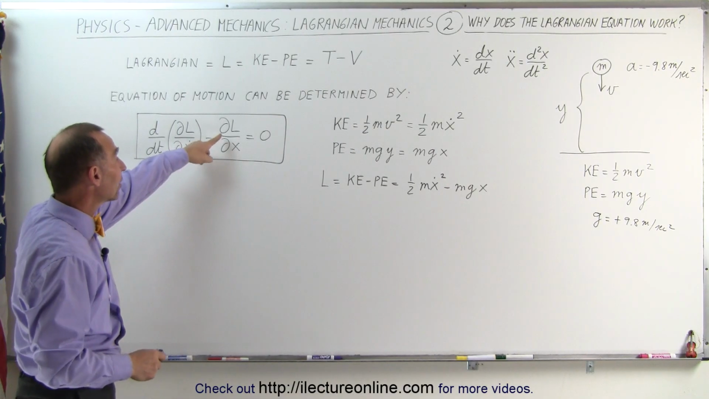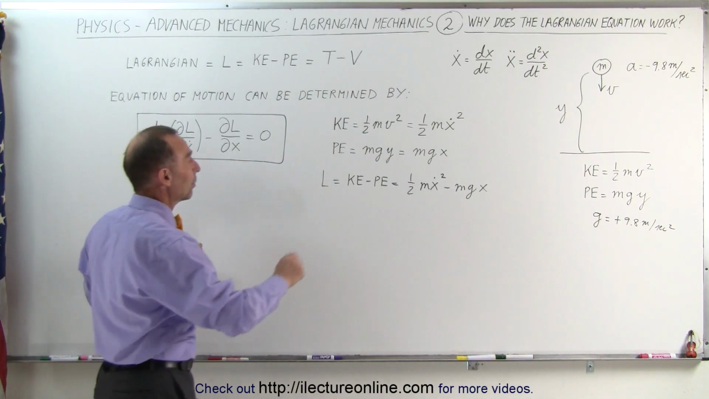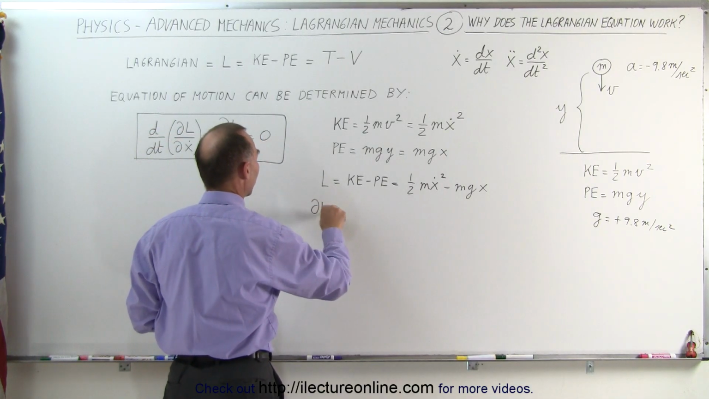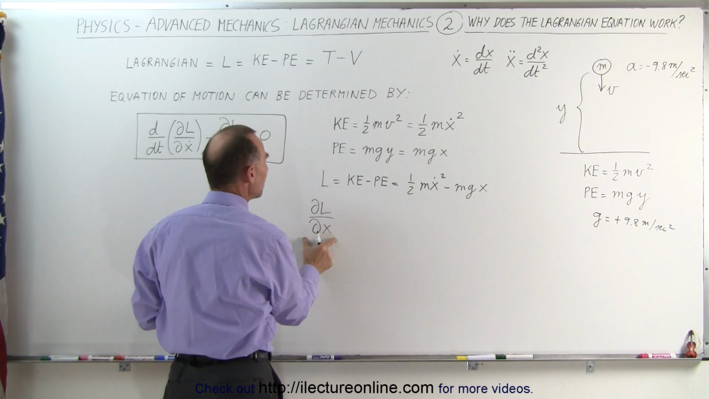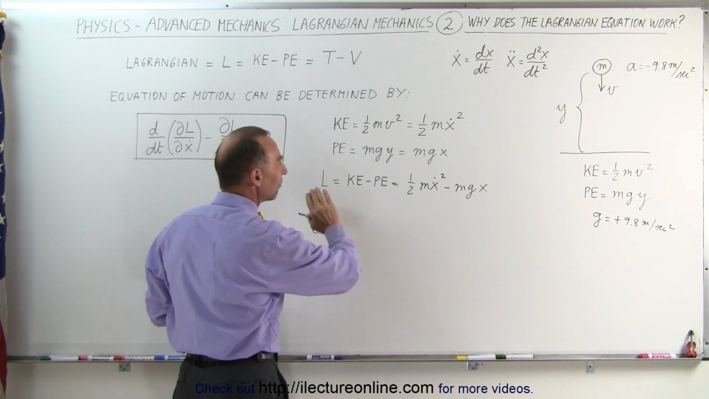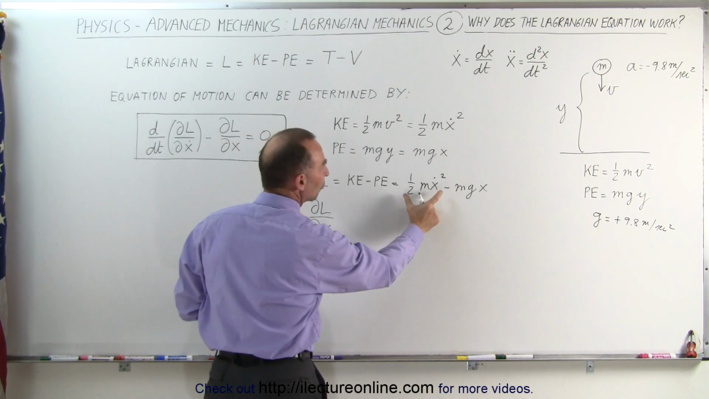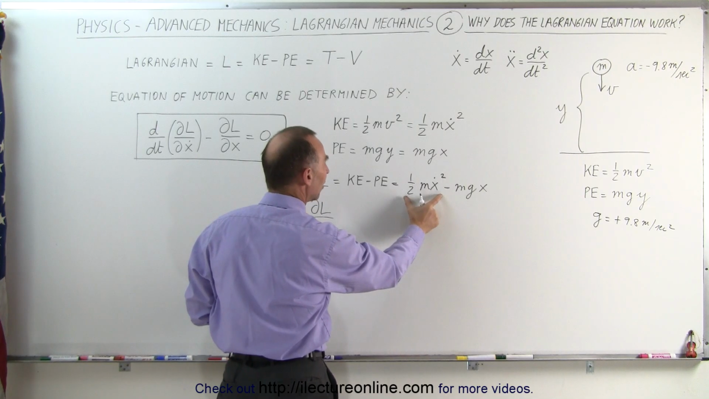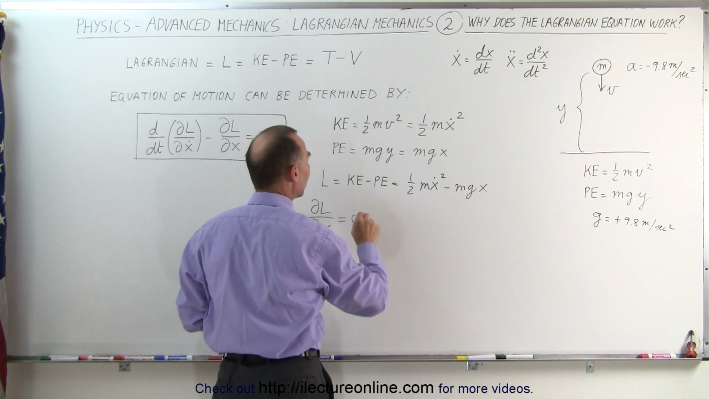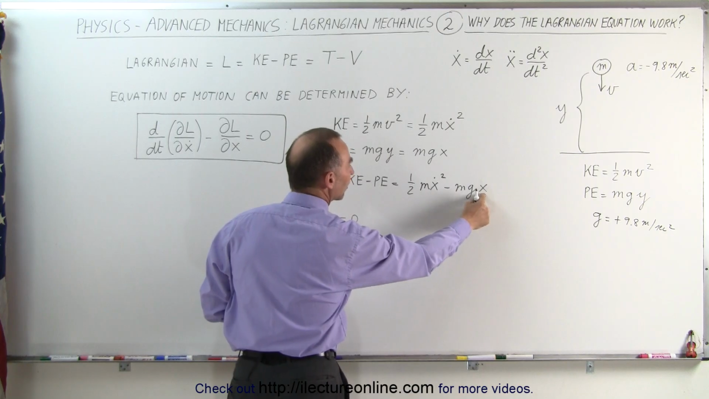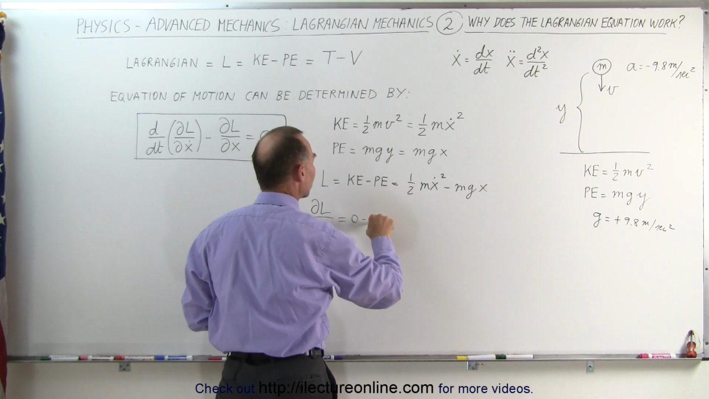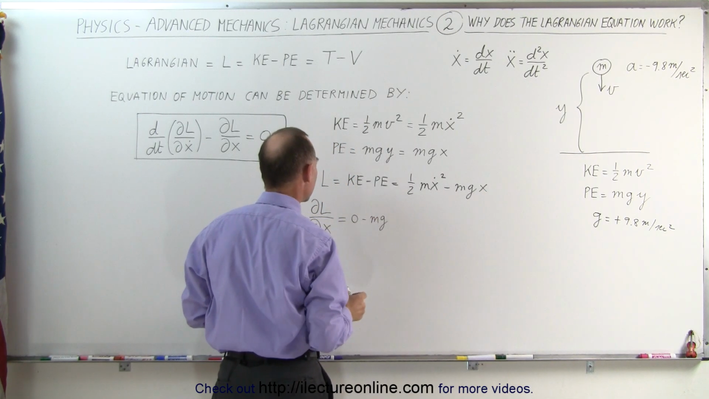Well, first of all, let's take the partial of L with respect to x. This means that only x is a variable, everything else is not a variable. That means this first term can be considered a constant. The partial of that is equal to 0. And here, that's the only variable right here. So this would then be equal to minus m times g.